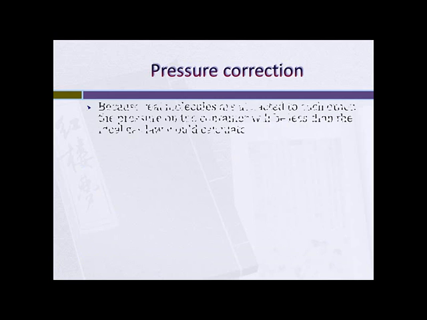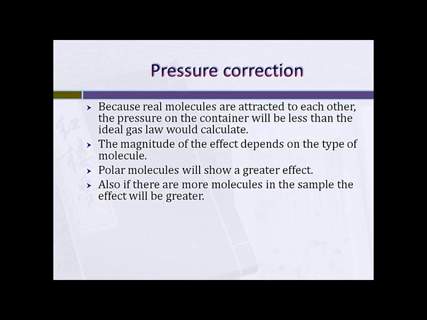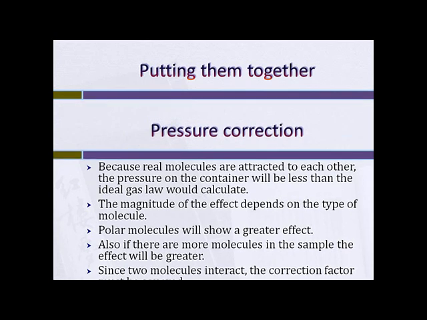We also correct for pressure. Because real molecules are attracted to each other, the pressure on the container will be less than the ideal gas law would calculate. The magnitude of the effect depends upon the type of molecule. Polar molecules are more attracted to each other, so they'll show a greater effect. And indeed, if you have more molecules in the sample, then they're going to be hitting each other, and they also will not impact the walls of the container as often. And since when we're hitting other molecules there are two of them, the correction factor is actually squared, and so the pressure observed is in fact pressure plus a squared term, n squared a over V squared. And once again, a is something you will find in a table.